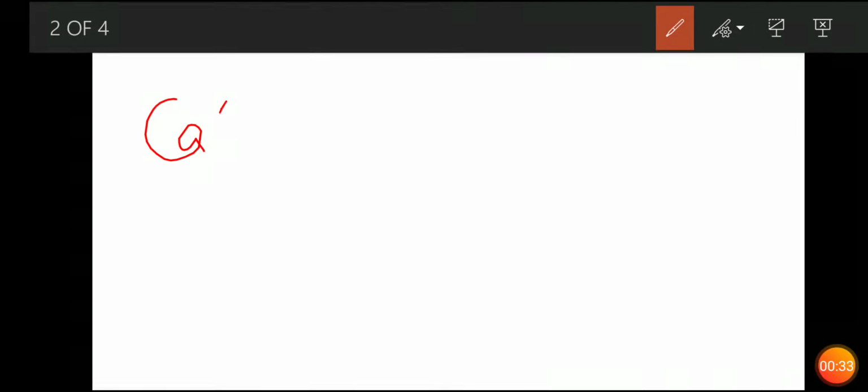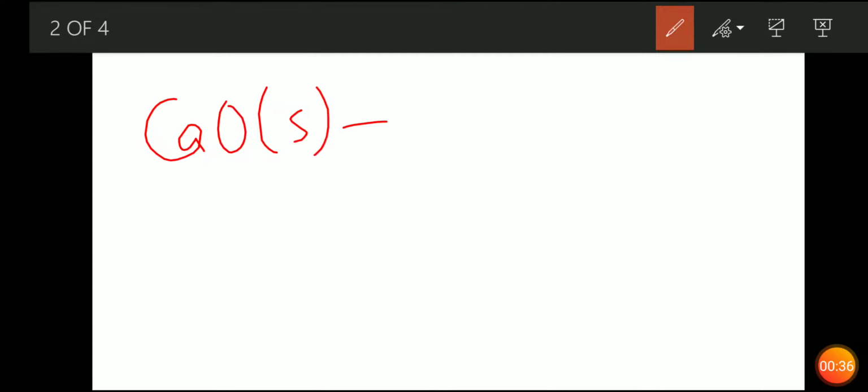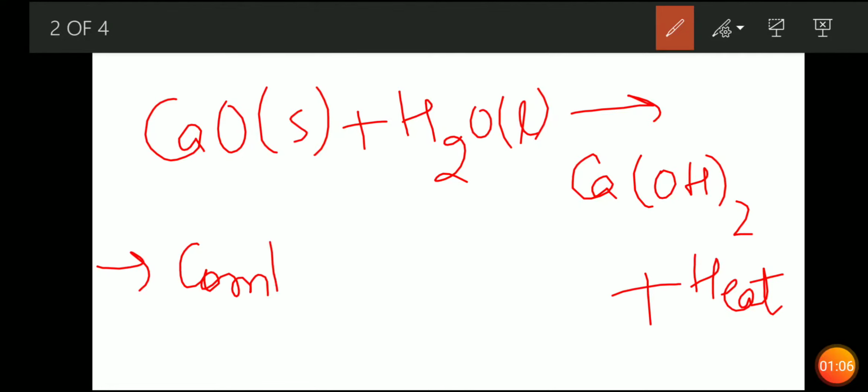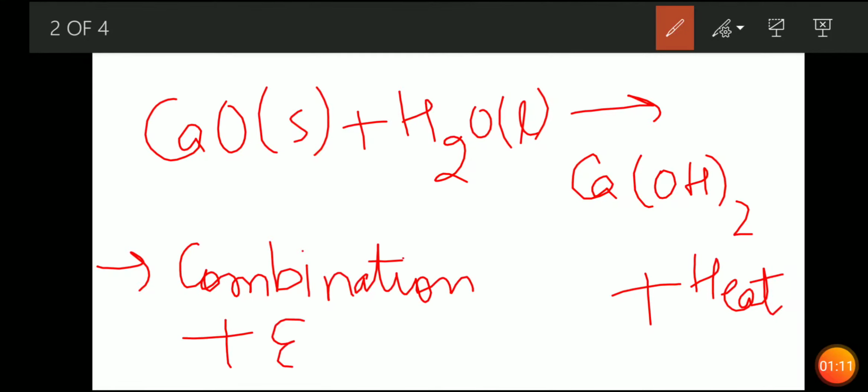is. The reaction was calcium oxide solid plus H2O liquid gives you calcium hydroxide plus heat. Now tell me, what type of reaction is it? Combination reaction, exothermic reaction, displacement reaction, decomposition reaction, combination or exothermic reaction? This is a combination plus exothermic reaction.